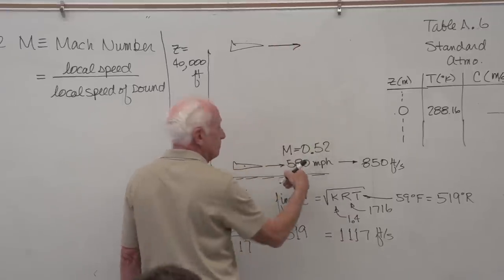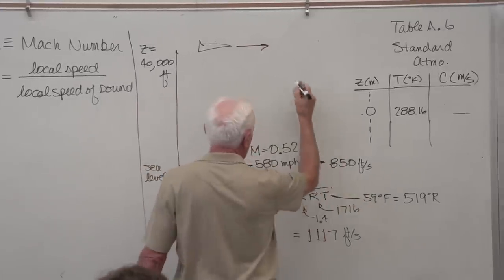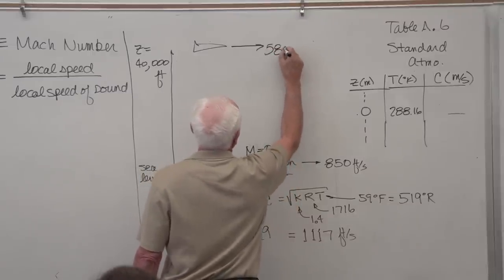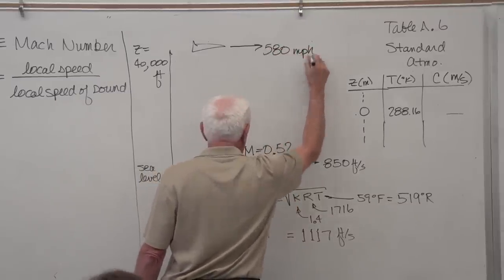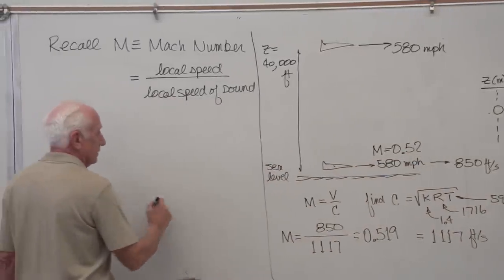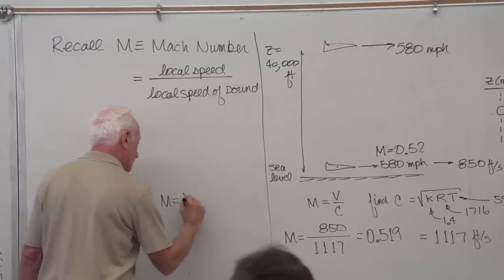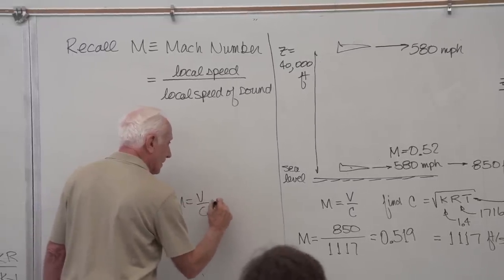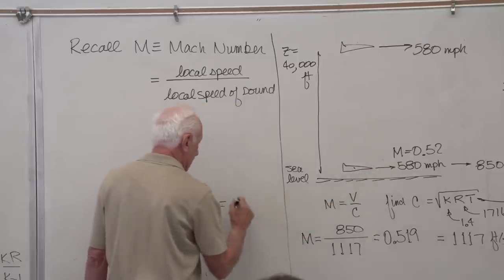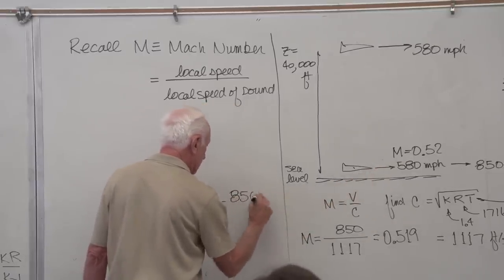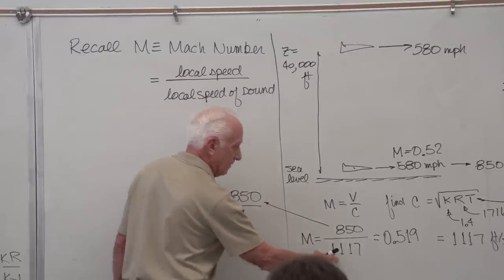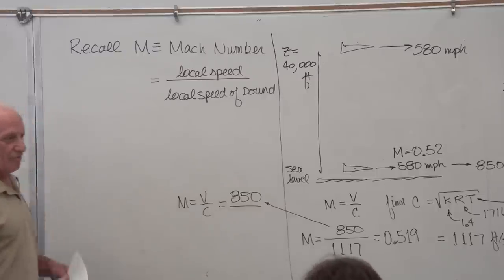I fly at the same speed. It's a calm day. This is the ground, it's called the ground speed: 580 miles per hour. Mach number is equal to V over C, the velocity, the same 580, divided by the speed of sound at 40,000 feet.